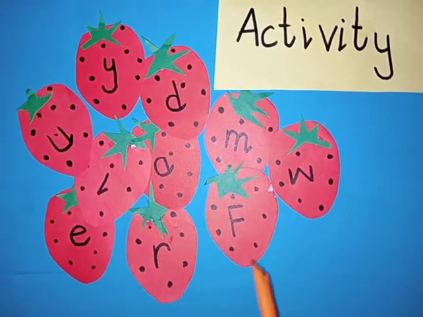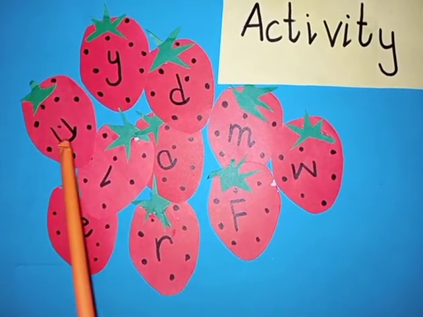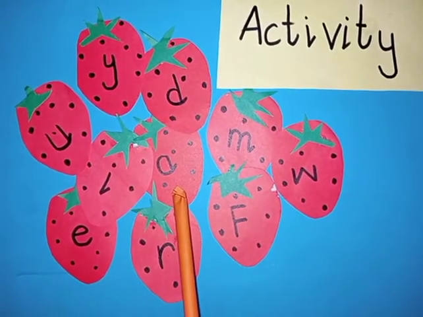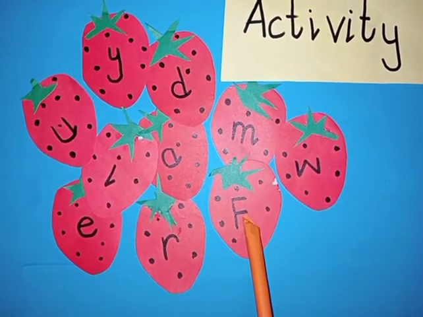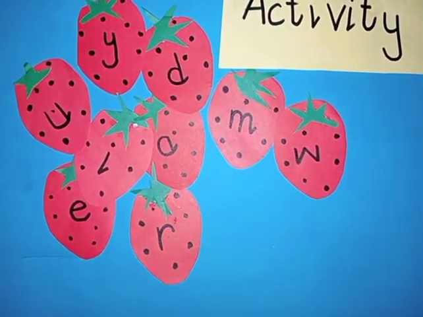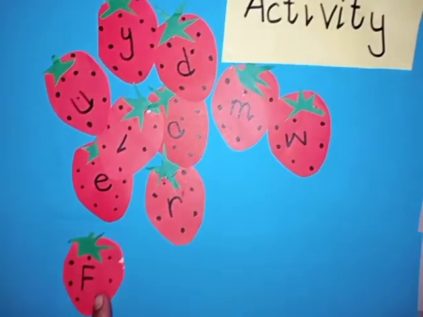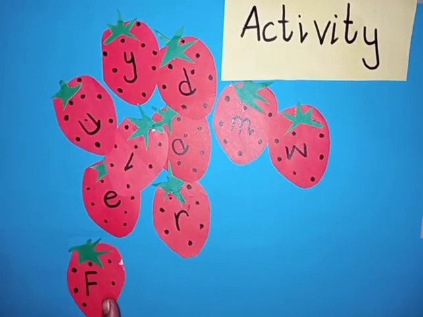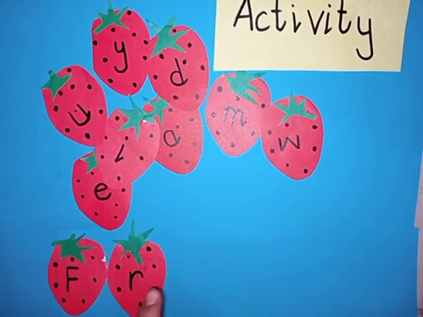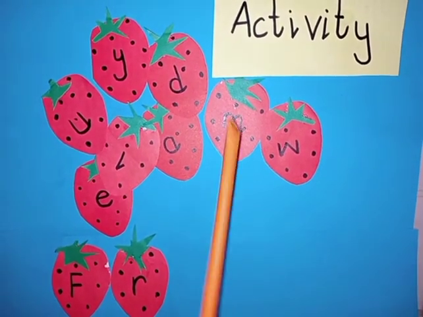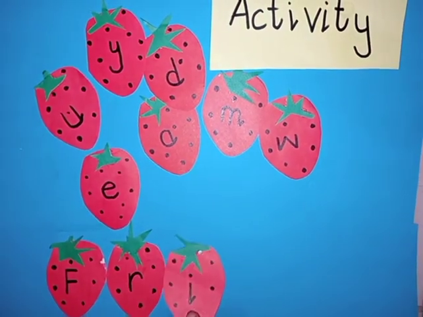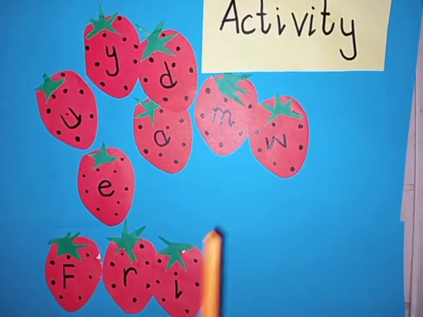Okay, find your first letter F. Where is F? Is it this? No. Is it F? No, it's D. It's A. Yes, here is F. We will place F here. Second letter is R. Where is R? Yes, R is here. F-R-I, Fri. Find letter I. Here is letter I. F-R-I, Fri.